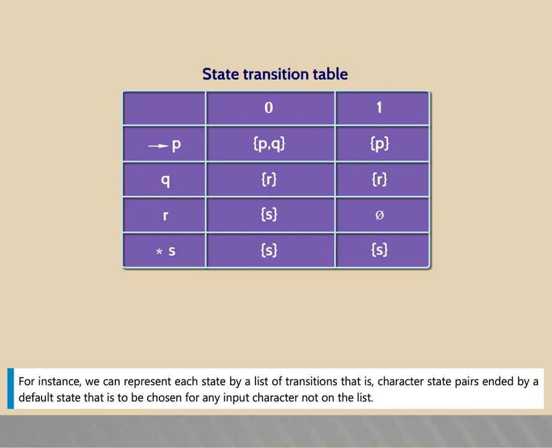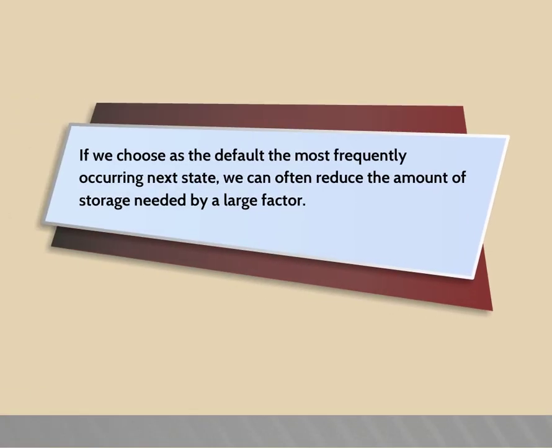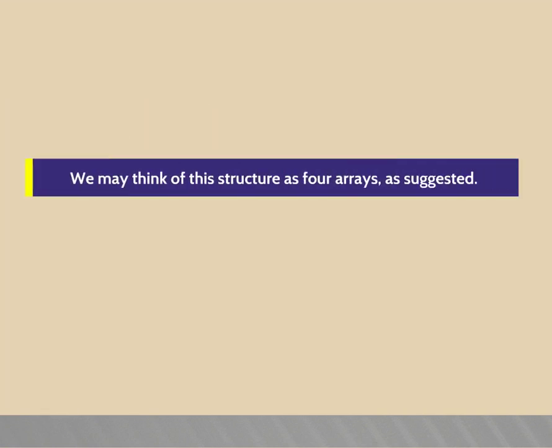For instance, we can represent each state by a list of transitions, that is, character-state pairs, ended by a default state that is to be chosen for any input character not on the list. If we choose as the default the most frequently occurring next state, we can often reduce the amount of storage needed by a large factor. We may think of this structure as 4 arrays, as suggested.